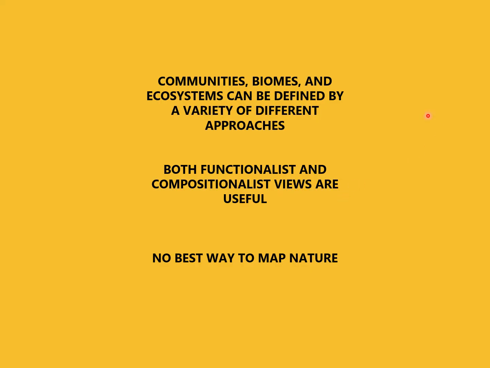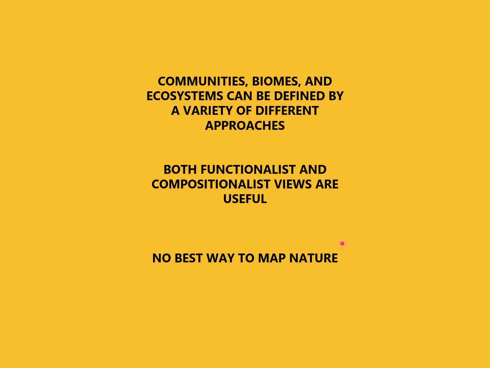Okay, so I want to summarize the key points of this module. For one, communities, biomes, and ecosystems can be defined by a variety of different approaches. We saw the functionalist or compositionalist approaches, which is basically: are you looking at the functions and processes of a community, or are you looking at what the composition is and what's actually there? Two opposing views, and both are useful. And ultimately, and this is something we're going to come back to a lot, there's no best way to map nature, or to map whatever it is you're looking at.